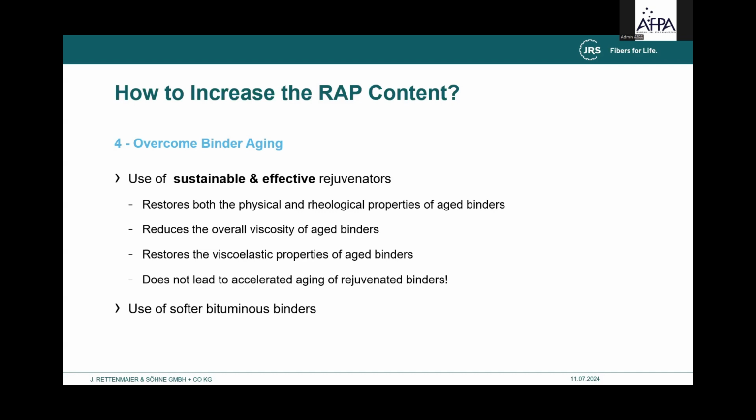Last but not least, soft bituminous binders can also be seen as recycling agents because they have the same parents, so to say. But even the softest binder is not as close to the efficiency of rejuvenators. In our case, our rejuvenator is 10 times more efficient than the softest binder we are allowed to use in Germany.